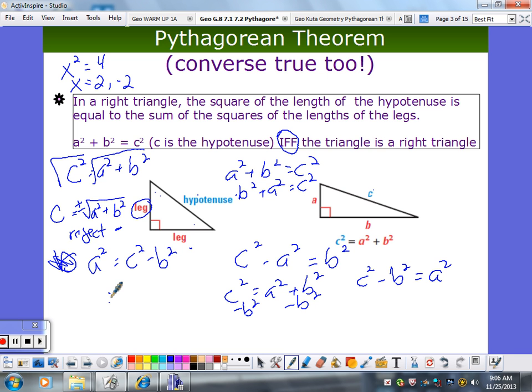What do I do? Tell me. I want a, not a squared. What would I do? Take the square root of both sides. So a equals the square root of c squared minus b squared. If we can kind of remember these, finding the different values becomes pretty easy when we work them out. So we can use any of these types of formulas when we're working for missing sides in a right triangle.